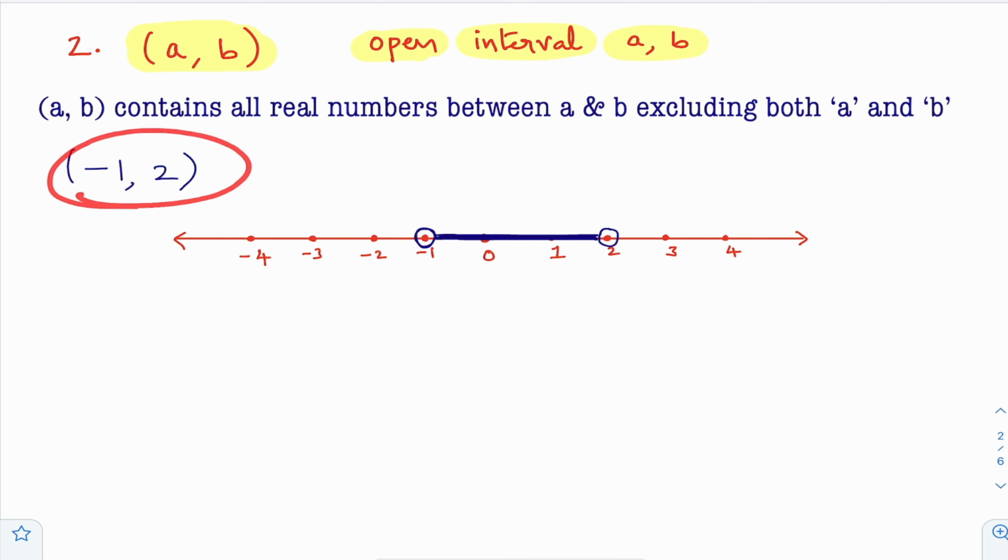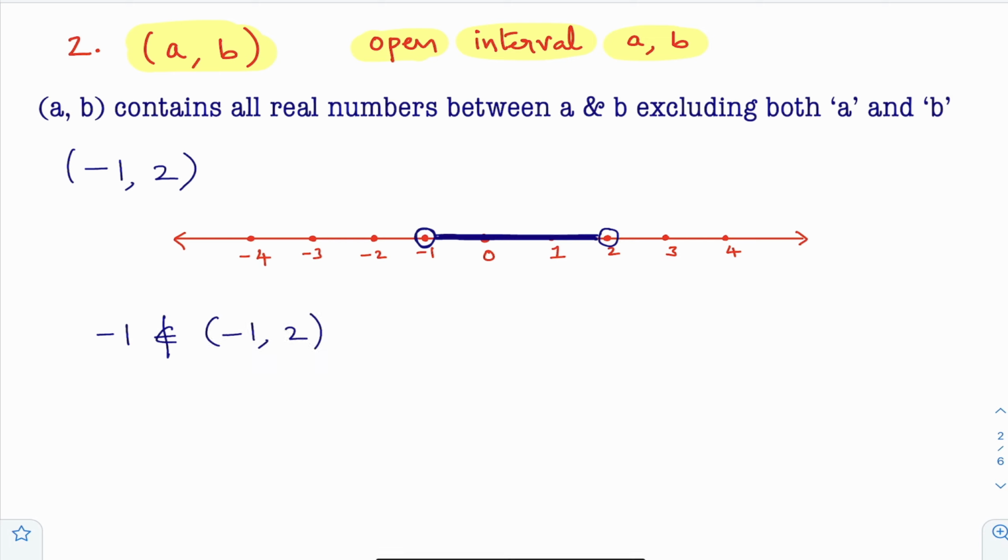Now, is minus 1 present in this interval? No, both these two numbers are excluded. Minus 1 is excluded, 2 is also excluded. So, see here, minus 1 does not belong to this open interval minus 1 comma 2. This symbol is the belongs symbol. Minus 1 does not belong to this interval. Does 2 belong to this interval? Is 2 present in this interval? No, 2 also does not belong to this interval.